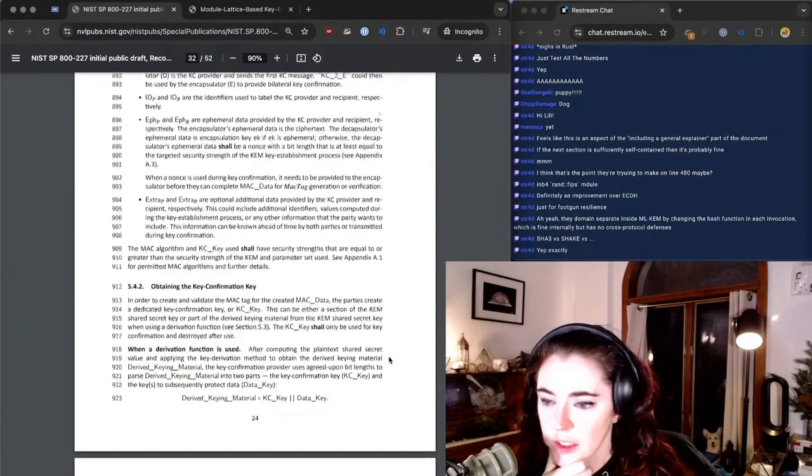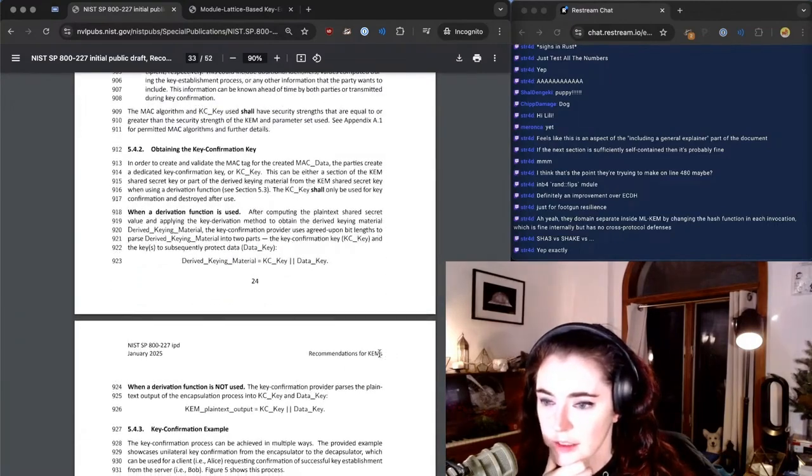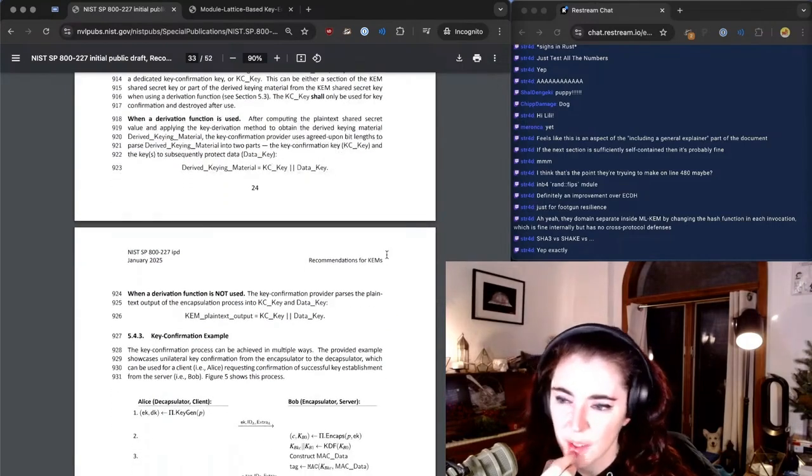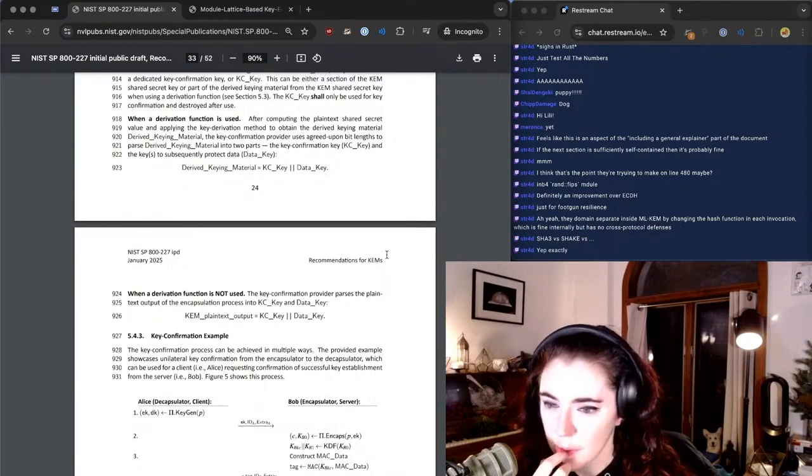Yeah. Obtaining the key. Interesting. After computing the plain text secret value, find key generation method, blah, blah, blah. Alright, execution of this, just 2 parts, combination key. Got it, and the data key. Okay. When generation is not used, key combination versus the plain text of the outcast. Case key and data key.